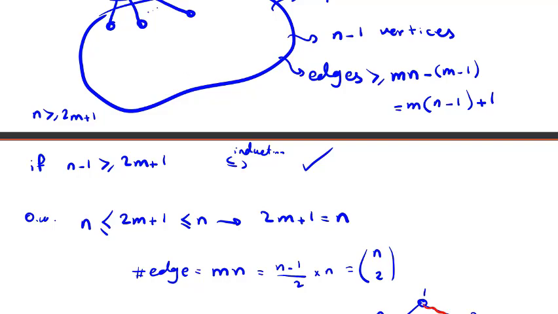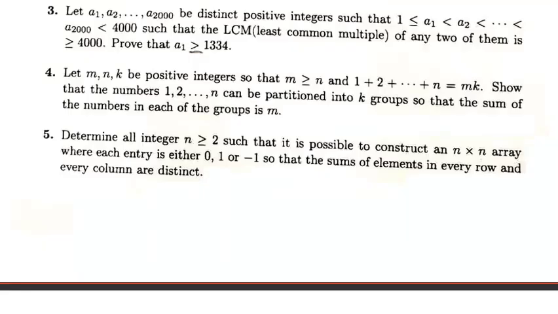SMO 2019 Senior Section Round 2, Problem number 3. Let A1, A2 to A2000 be distinct positive integers such that 1 is less than or equal to A1 less than A2 less than ... less than A2000 less than or equal to 4000, such that the LCM, least common multiple, of any two of them is greater than or equal to 4000. Prove that A1 is at least 1334.